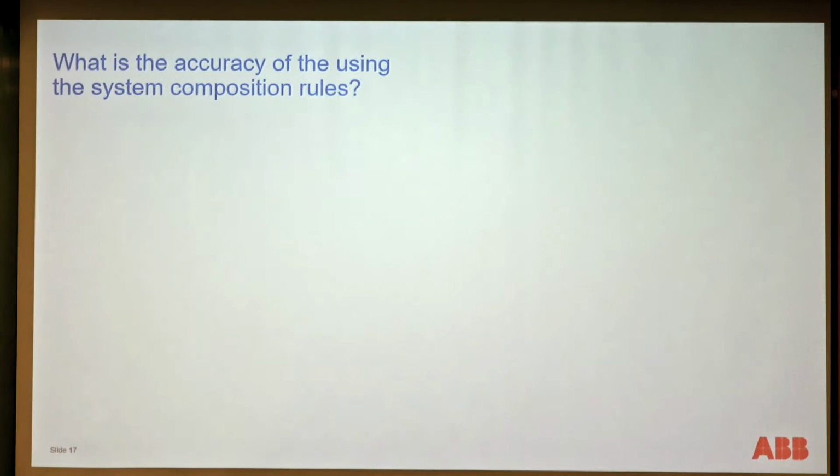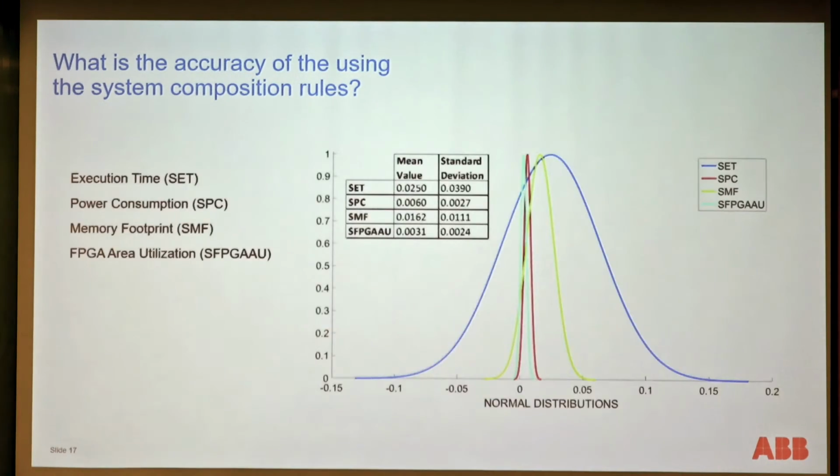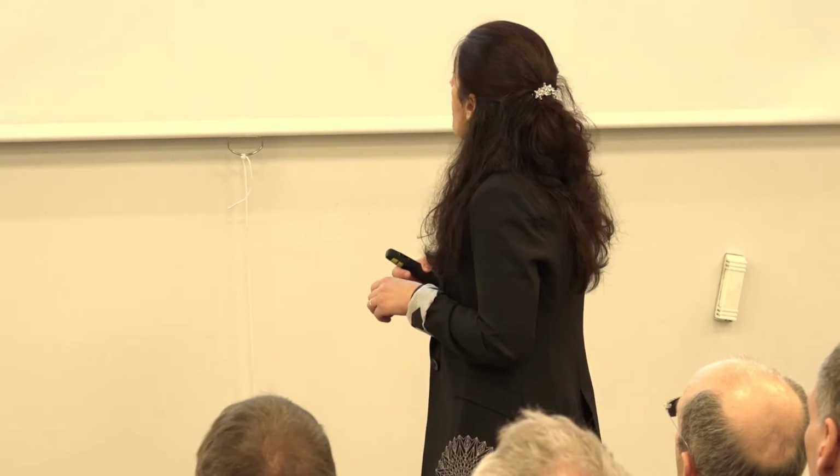The second part is related to the accuracy of the systems. We want to check if the system composition rules were accurate enough. To do this, we compare the measured values with the calculated values. We have done this for properties that we could measure directly on the platform, like execution time, power consumption, memory footprint, and FPGA area utilization. And we saw that we have an accuracy above 99%.